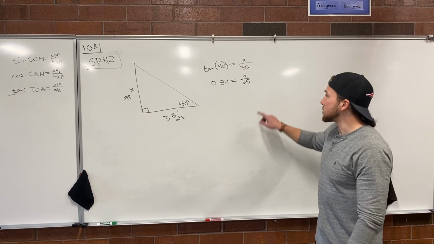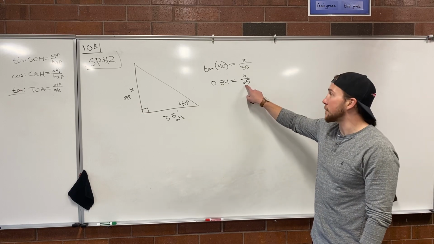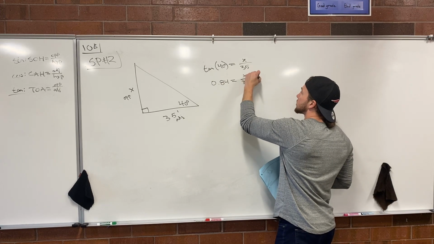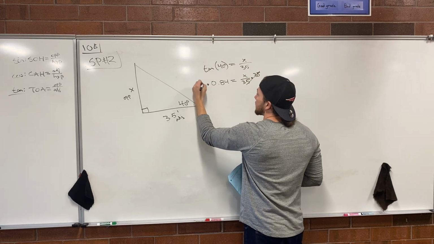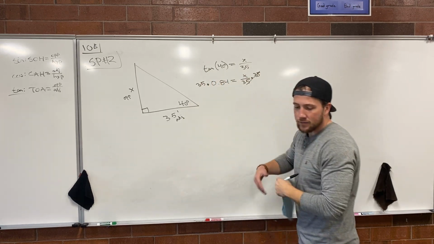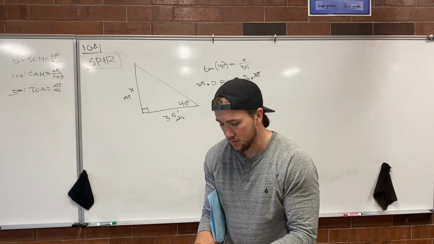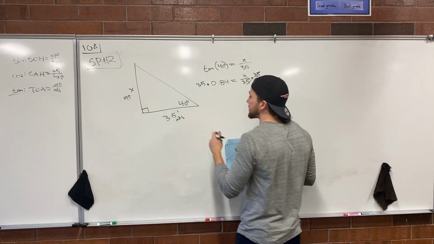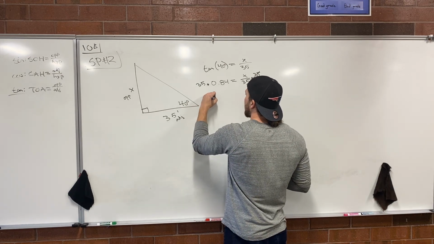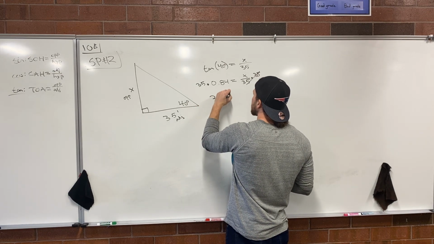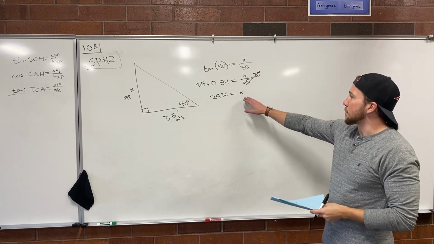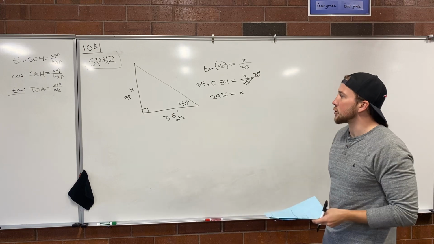So now all I have to do is multiply both sides by 35, and that will give me x as the variable by itself. Okay, so I go times 35, times 35, and 35 times 0.84 is about 29.36. So 29.36 equals x. Okay, and so what that is saying is that the building is about 29.36 feet tall.